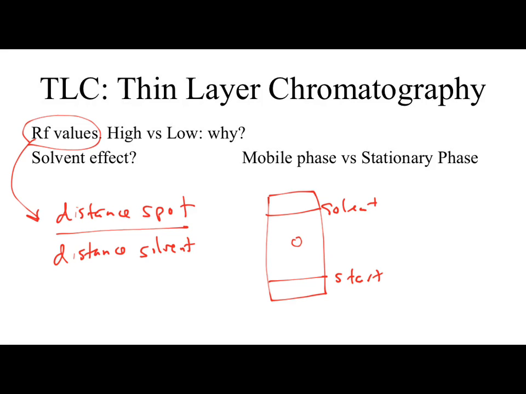The distance your spot traveled was from where to where? From the start to the dot. Where's your solvent travel distance? From the start to the solvent. Okay, one of the most common mistakes I've seen is people including this section, from the bottom of the plate to the starting point. Do not count that. That's not part of your RF value. If you do that, you do get it wrong, and there's nothing you can do to fix that. It's just straight wrong. Okay?